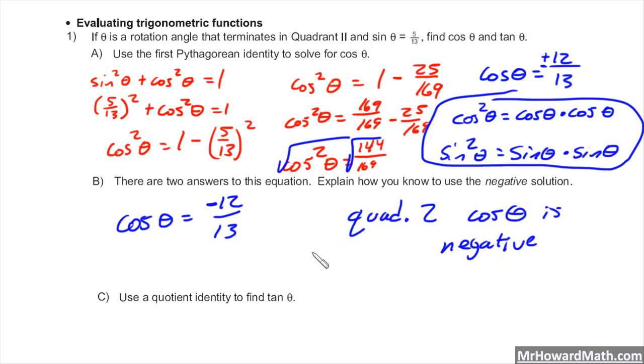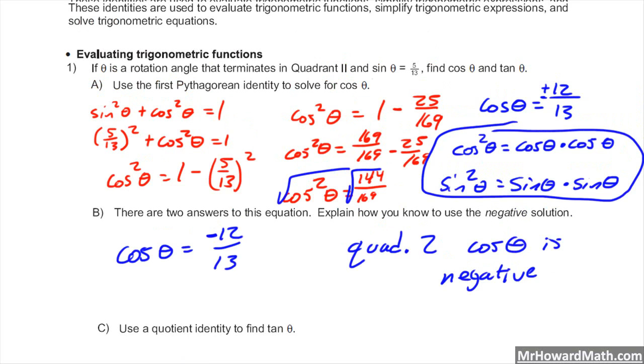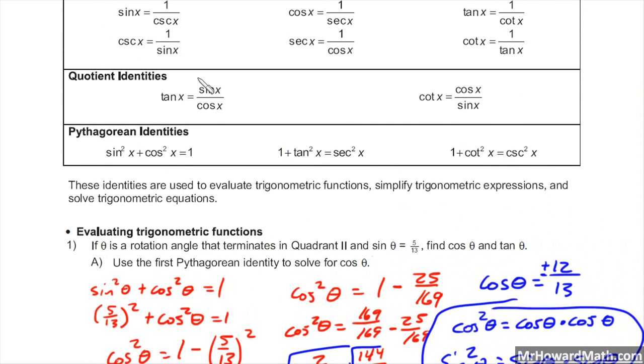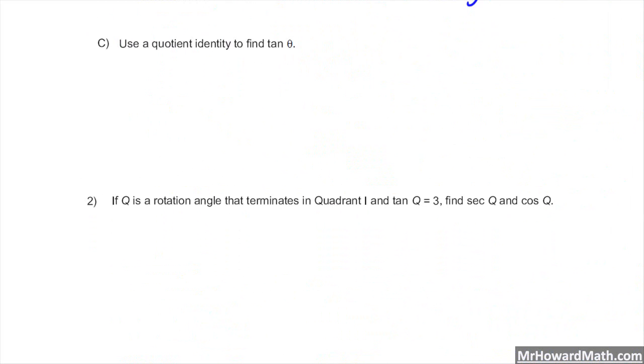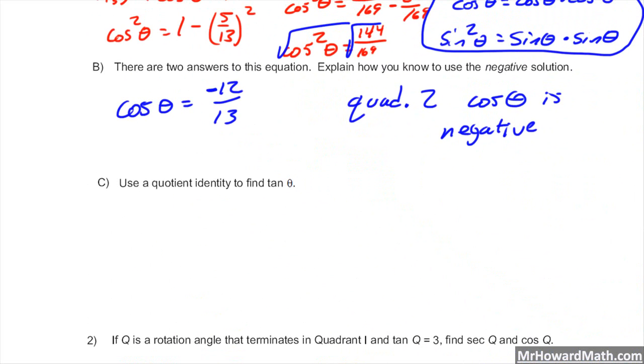Use a quotient identity to find tan theta. So going up here, quotient identity, they're talking about this one right here. Tan theta is sine theta over cosine theta. So tan theta equals sine theta over cosine theta.